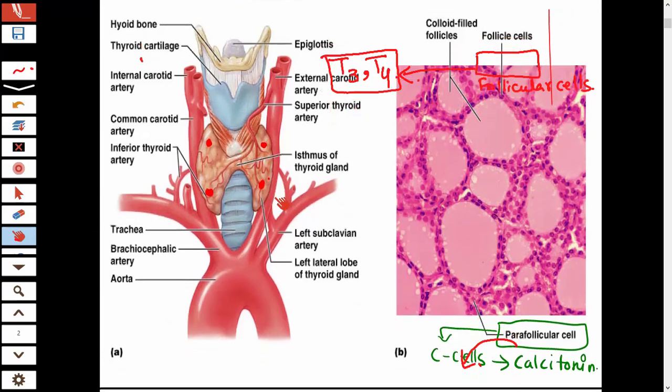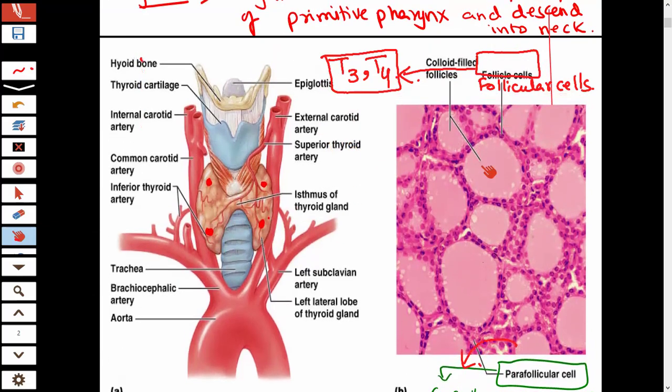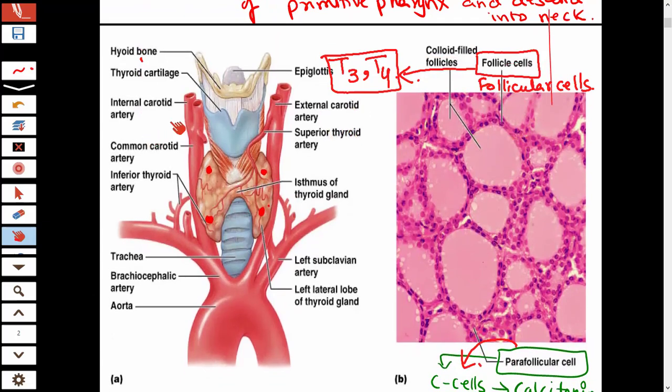So now see here. This is your parathyroid gland. This is the histological presentation of the thyroid gland. These are your follicular cells. Follicular cells are going to form T3 and T4 hormone. Parafollicular cells, which are also known as the C cells, are going to form your what? They are going to form the calcitonin.